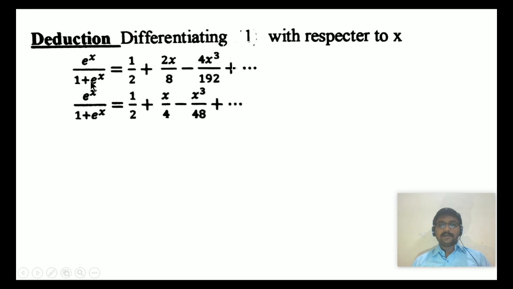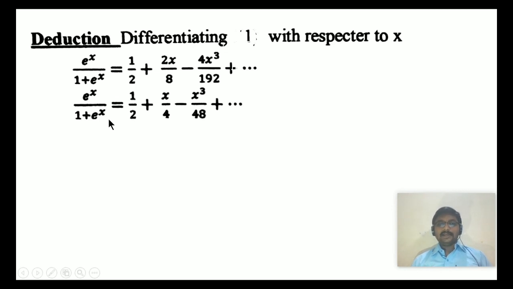so that we will have e power x by 1 plus e power x. On the right hand side, the derivatives: log 2 derivative 0, x by 2 derivative 1 by 2, x square by 8 derivative 2x by 8, minus x power 4 by 192 derivative minus 1 by 192 constant, x power 4 derivative 4x cube, plus and so on. So it is the required expansion for e power x by e power x plus 1, clearly proved.